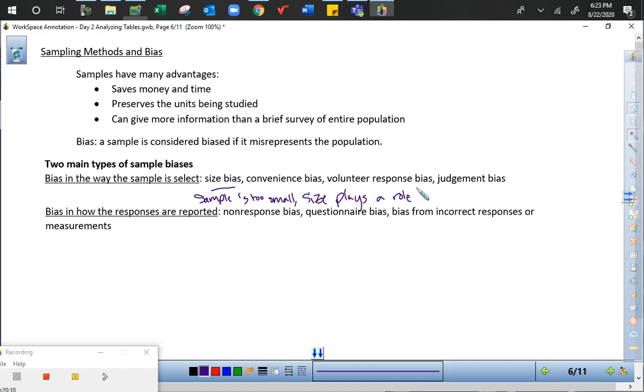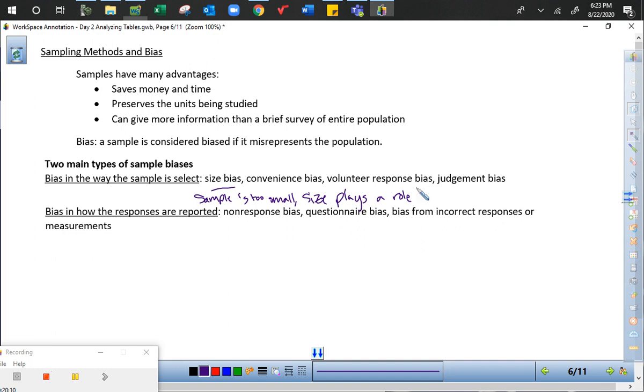The next one is convenience bias. We're talking about wanting to learn about Hays High again. If I just conveniently grab the 50 first people who walk in front of me, that's probably not very representative of Hays High, because I only see Hays High math students who are my students. That's not representative of everyone in Hays High.